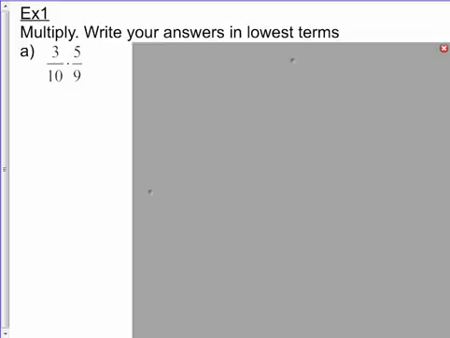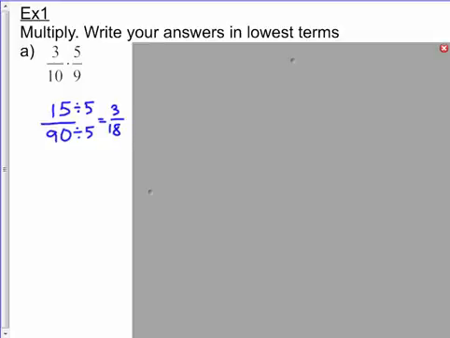Again, you've done this before. We could multiply straight across. 3 and 5 is 15, 10 and 9 is 90. And then from there, divide out the top and bottom by the same term. What goes into 15 and 90? Well, 5 does. And we get 3 over 18.